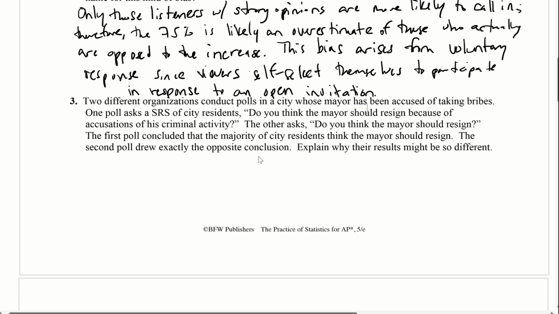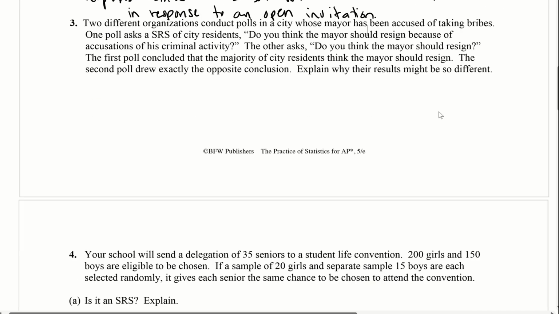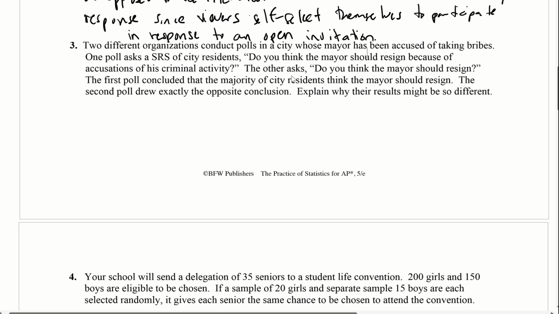All right, so number 3. Two different organizations conduct polls in a city whose mayor has been accused of taking bribes. One poll asks a simple random sample of city residents, do you think the mayor should resign because of accusations of his criminal activity? The other asks, do you think the mayor should resign? The first poll concluded that the majority of city residents think the mayor should resign, and then the second poll drew exactly the opposite conclusion. Explain why the results might be so different.